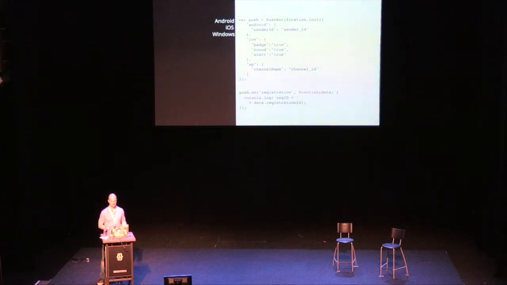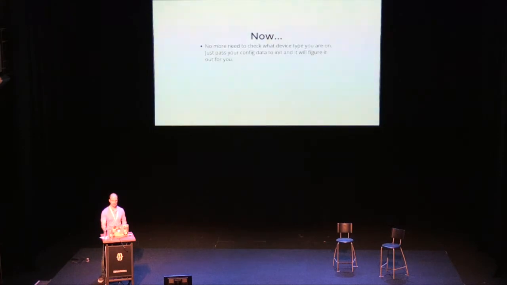So you can pass in your Android data, your iOS data, your Windows Phone data, and when you get the registration ID back, there is an event, the registered event that you just listened to, and now it comes back, and each and every time it's data.registrationID, so there's no difference. So it doesn't matter anymore. You don't have to be doing crazy things like checking for which device you're on. You just pass that configuration data into init.